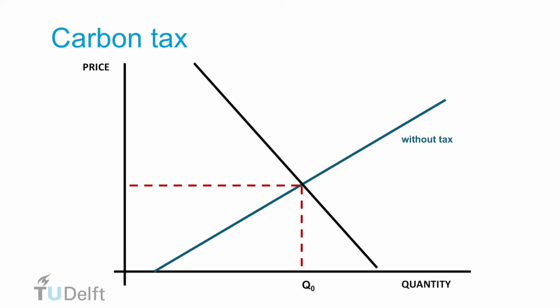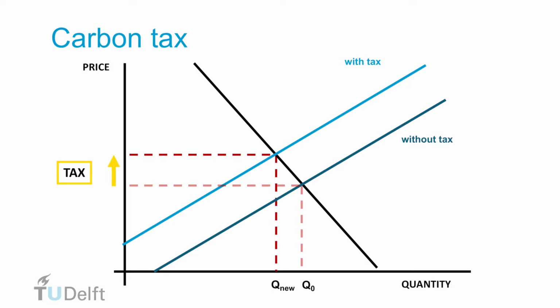A carbon tax adds a fixed price to every product that is produced, corresponding to how much CO2 is emitted during production. This is usually measured in euros per kilogram of CO2. Now the supplier's price will be the old price plus this tax. Effectively, this will increase the supply curve by a fixed amount, moving it up in the graph. This is represented here by the light blue curve.